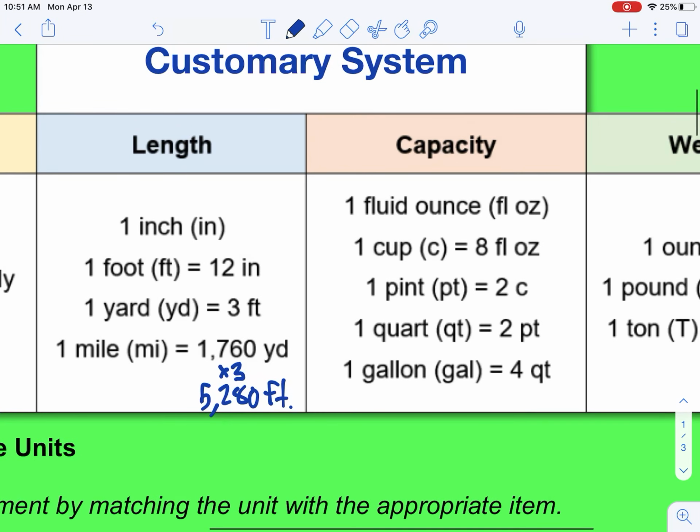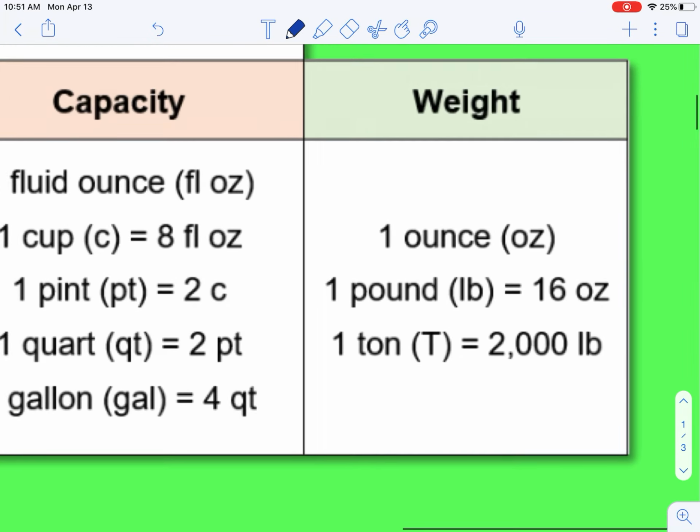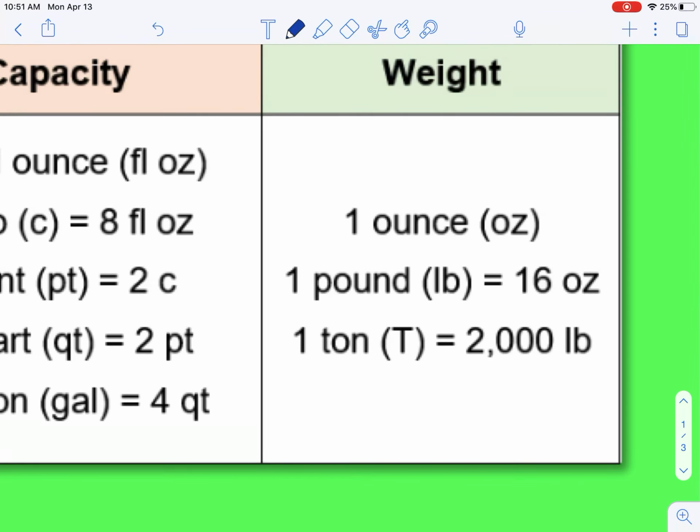When I measure capacity, I have fluid ounces. 1 cup is 8 fluid ounces. 1 pint is 2 cups. 1 quart is 2 pints. And 1 gallon is 4 quarts. When I measure weight, I use ounces. 1 pound is 16 ounces. And 1 ton is 2,000 pounds.